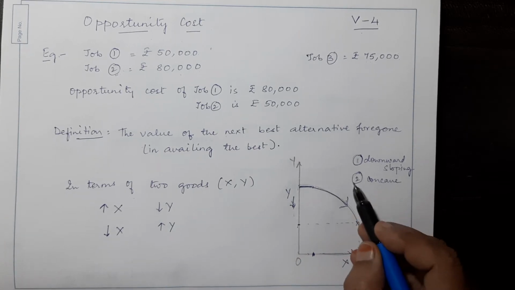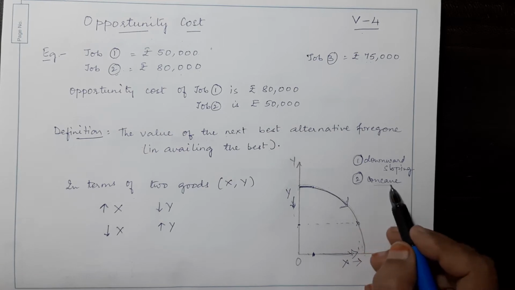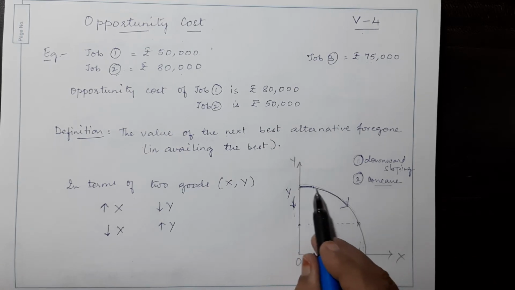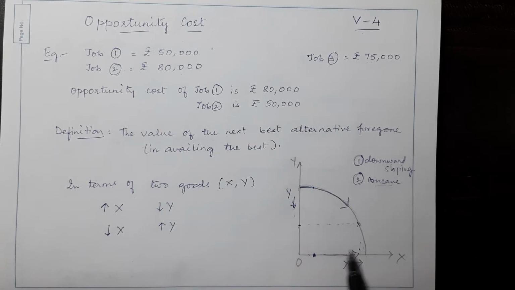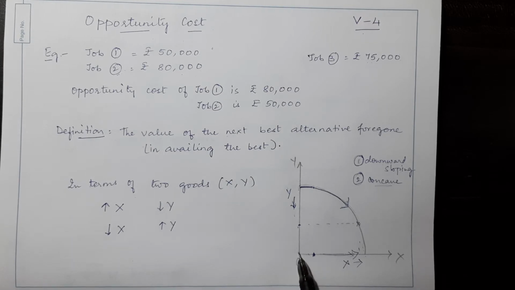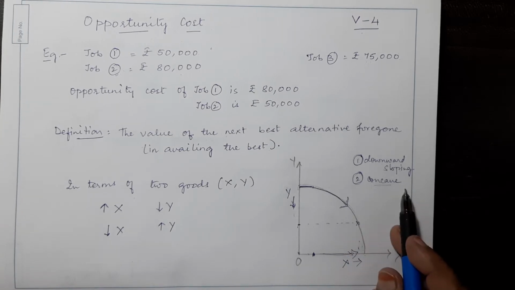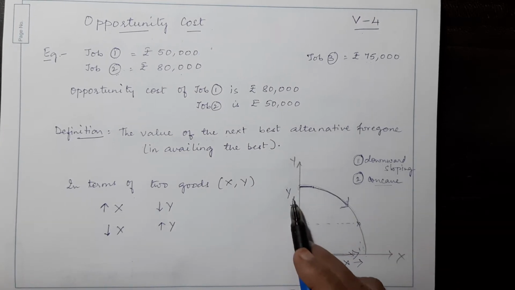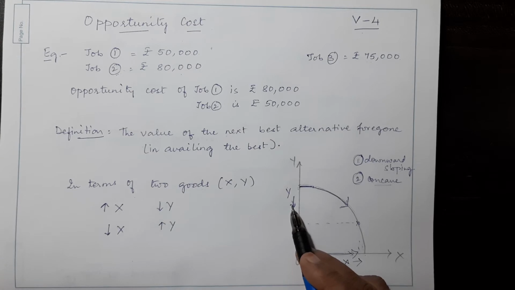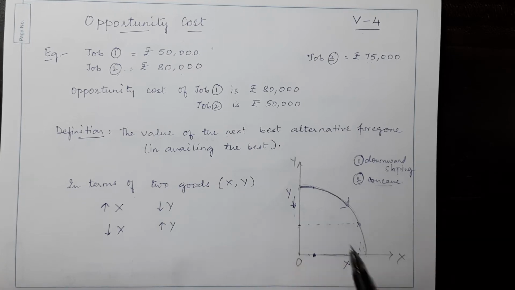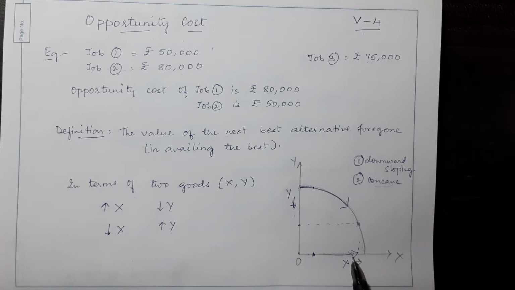The second observation that we make is that it is concave to the origin. That means the shape of this PPC is concave to origin. This is the origin where you have a 0. Why is it concave to the origin? Because we are losing certain units of good Y to produce more units of good X. That means the marginal rate of transformation. What is marginal rate of transformation?